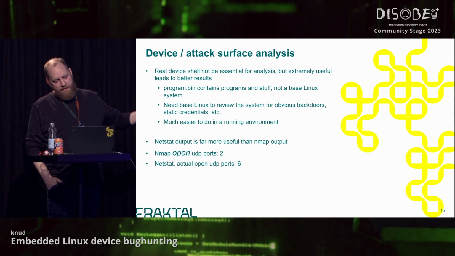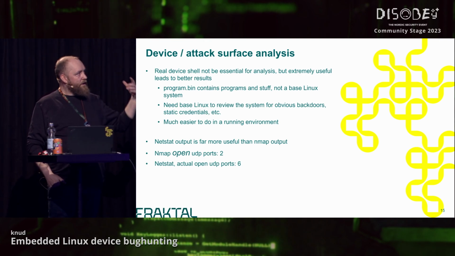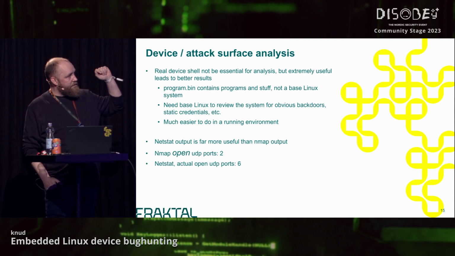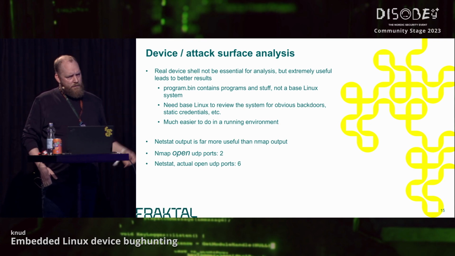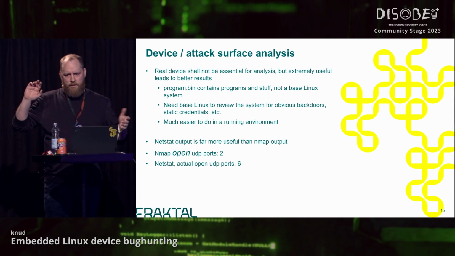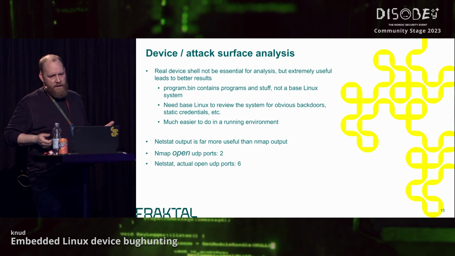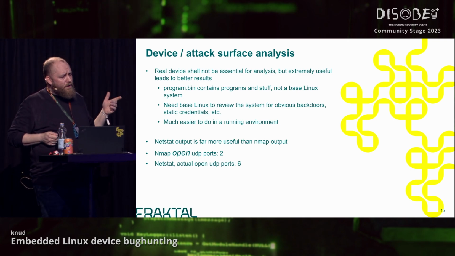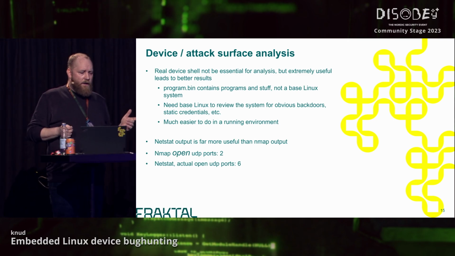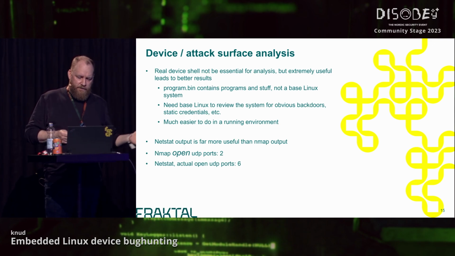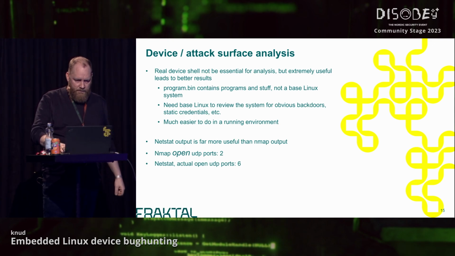Also, comparing netstat to Nmap, if you port scan this camera, you will see that there's 2 open UDP ports and a bunch of those filtered or unknown services that we all know and hate from the Nmap output. But when you look with netstat on the running device, you will see that there's actually 6 open UDP ports.